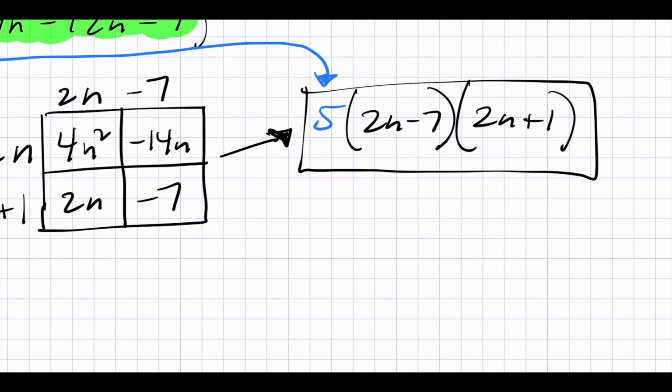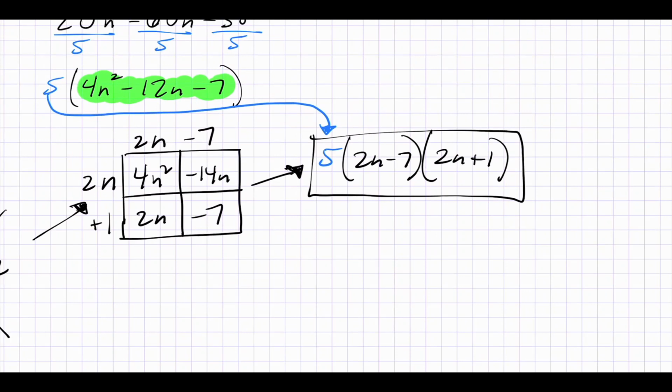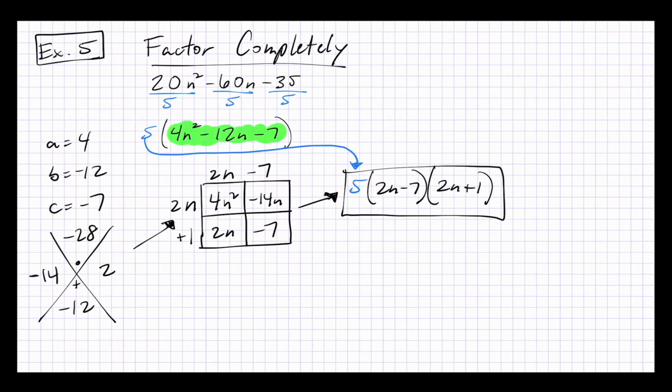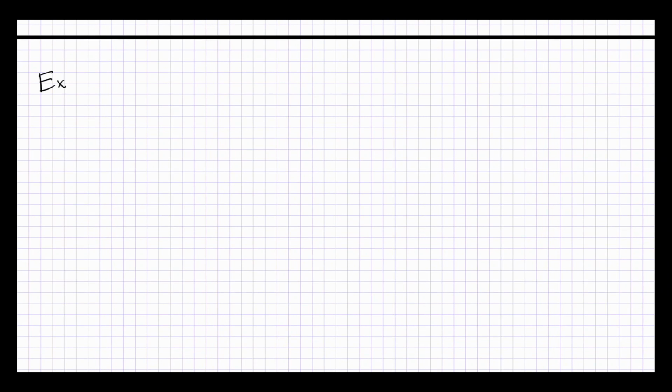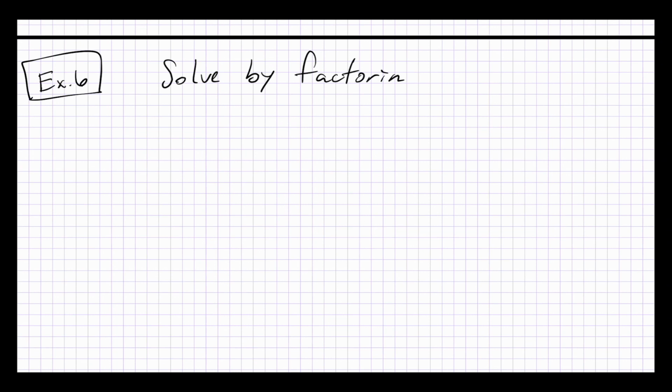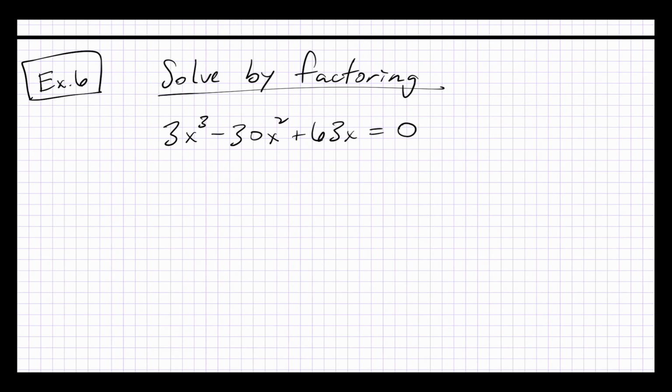Okay. All right, one more, we'll be done. One more, and then we are done. So the last one's going to be a solve. Okay. So this will be example number 6. So solve by factoring. Okay. All right, so here we go. 3x squared, or cubed, sorry, 3x cubed minus 30x squared plus 63x equals 0.